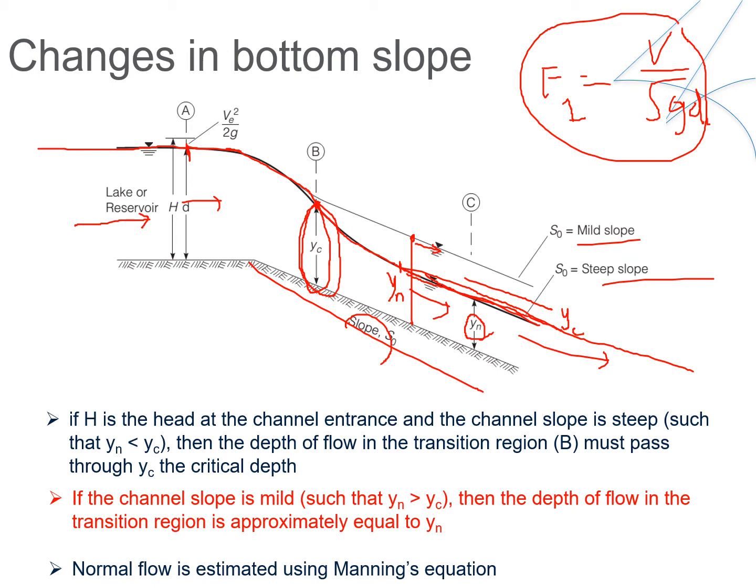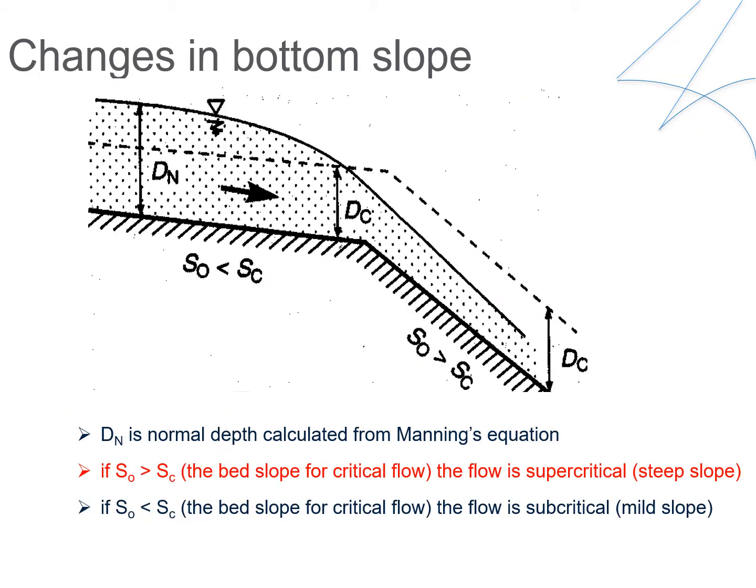Now, if the upstream slope is subcritical and the downstream slope is also subcritical, if the downstream slope is mild enough to create subcritical flow, then there will be no critical flow. Now we define the flow depths as the normal depth and critical depth. We can define the slopes also as supercritical and subcritical slopes.